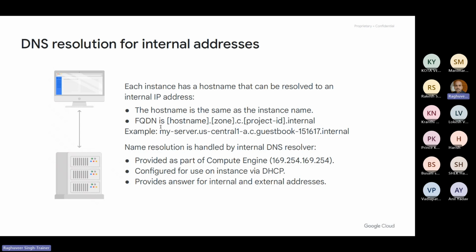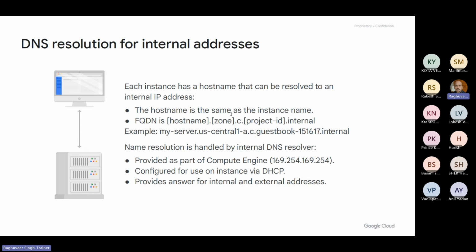How do I know the other person's name, or how am I able to connect to the other person? That happens by VPC. VPC provides DNS resolution, which means each instance has a host name that can be resolved to an internal IP address. The host name is the same as the instance name. So in Google Cloud, the host name is the same as the instance name.